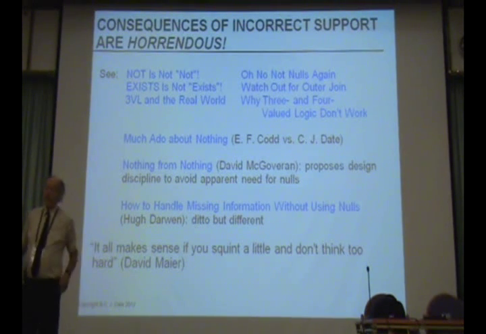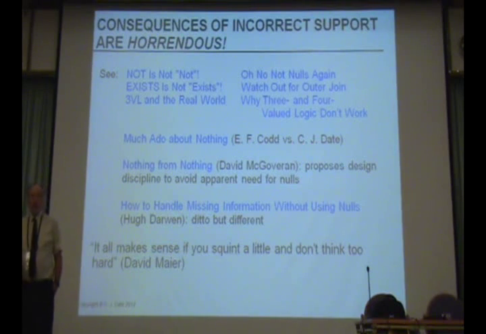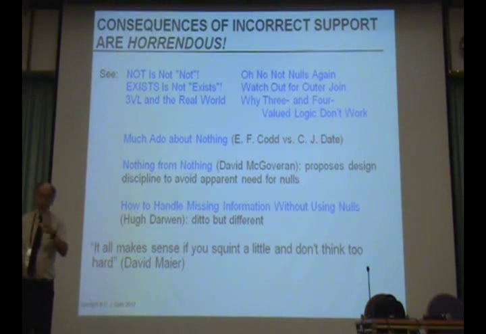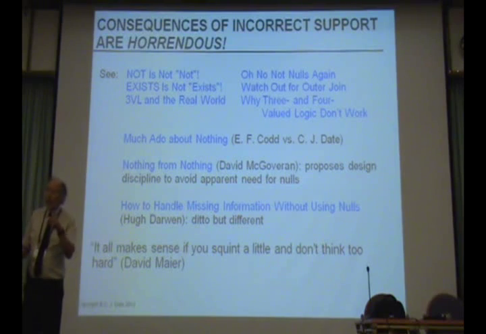You can still find it on the internet, and as a matter of fact, it may be a good place to look if you're interested in this topic, because it does give a pretty good summary of the arguments on both sides, for and against. And my friend David McGovern wrote a paper called Nothing from Nothing. He's not immune to these silly titles either. My friend Hugh Darwen wrote a paper called How to Handle Missing Information Without Using Nulls. I recommend that one, by the way. And David Maier wrote a book on the theory of relational databases some years ago. And he has a chapter on nulls and three-value logic. He knows perfectly well that that stuff is not academically respectable. And he has this beautiful quote on the first page. It all makes sense if you squint a little and don't think too hard.